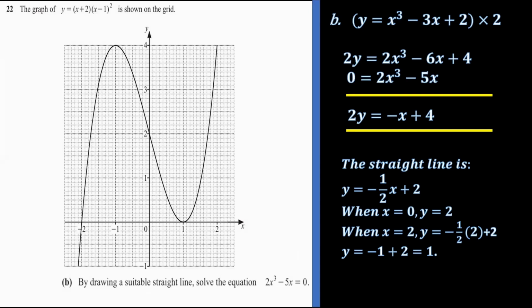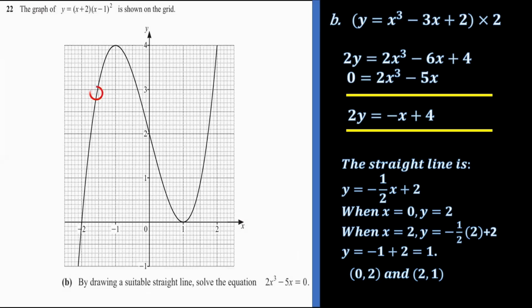So if I assemble everything together as points in coordinate form, the first point will be when s is 0, y is 2. That will form my first point. My second point will be when s is 2, y is 1. That's my second point. So I'm going to use these 2 points to draw a straight line.